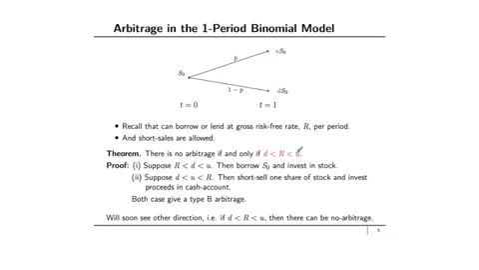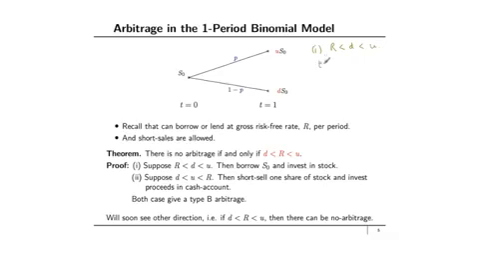So consider the first situation here. Suppose R is less than D is less than U. Then we can construct the following portfolio. Let's borrow S0 and invest it in the stock. This will actually give us a type B arbitrage. How do I know that? Well, let's look at the cash flows. So this is under condition 1, where we have R less than D less than U, and we're going to follow this portfolio here.